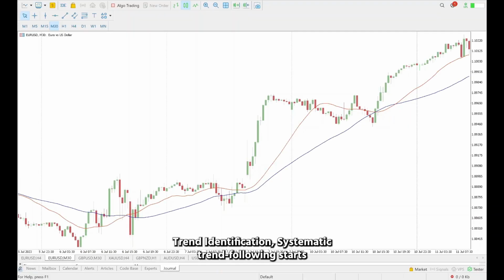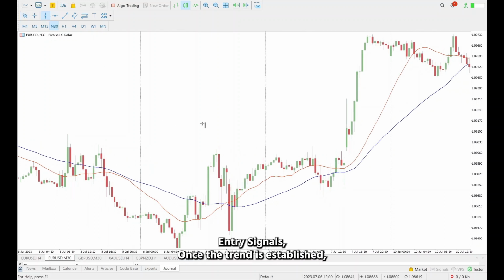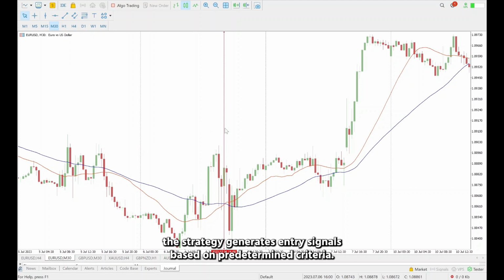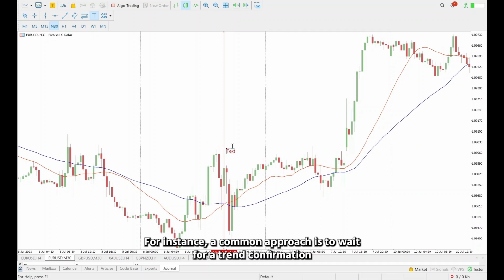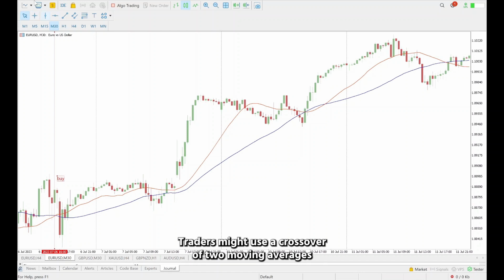Trend identification. Systematic trend following starts with identifying the prevailing trend in the forex market. This can be accomplished through the use of various technical indicators such as moving average, trend line, and trend channels. Entry signals. Once a trend is established, the strategy generates entry signals based on predetermined criteria. For instance, a common approach is to wait for a trend confirmation after a minor retracement or consolidation period. Traders might use a crossover of two moving averages as an entry signal.